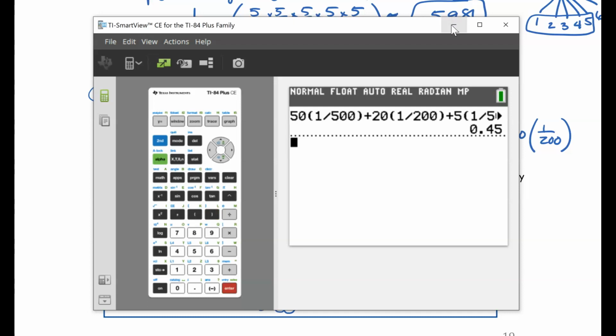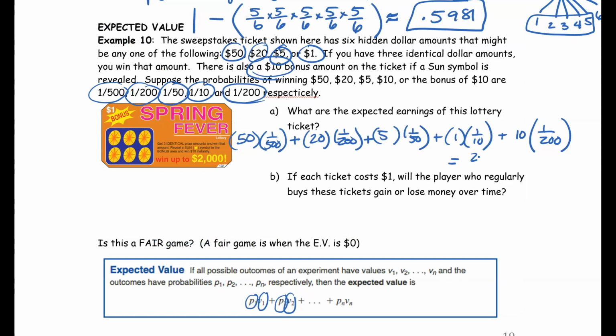And so 0.45. The reason I say 45 cents is because, when we're dealing with money, I'll interpret it financially. So that would mean on average, you earn 45 cents per game. Now, here's the thing. Are you ever going to actually earn 45 cents? No. You're either going to win 50, 20, $5, $1, or $10. But on average, if we average that all out, you're going to earn 45 cents.